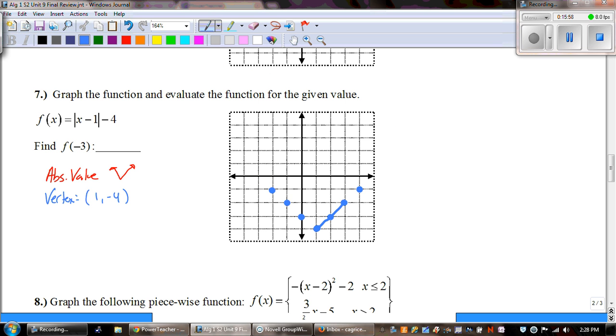Okay? And then I'm going to draw the lines. So find f of -3. Well, at -3, 1, 2, 3, what's that point? Well, it's the point -3, 0. So our answer for this is 0.